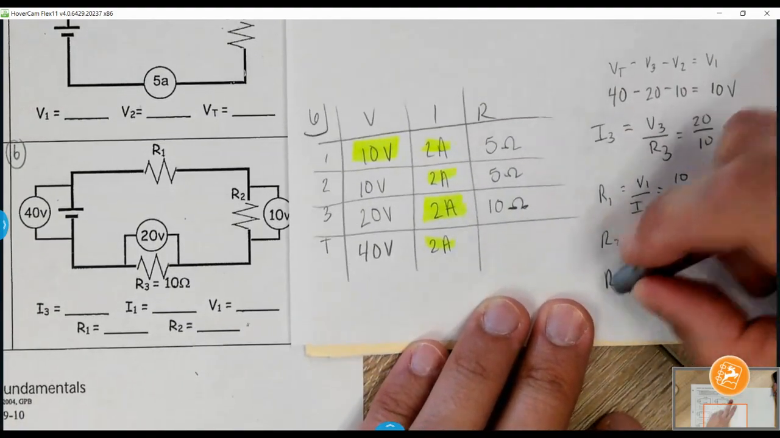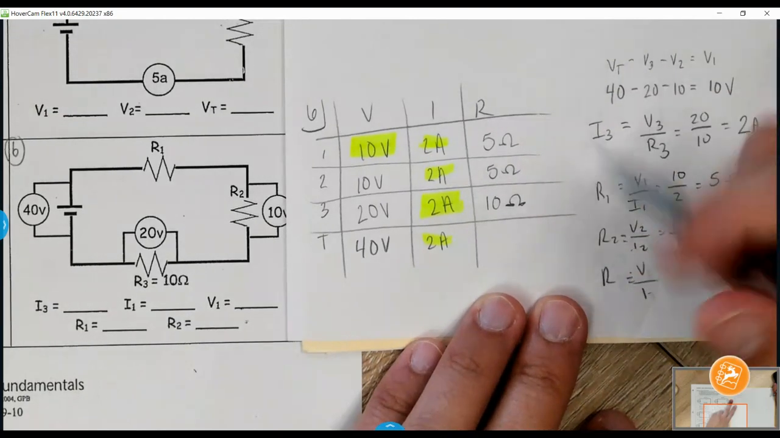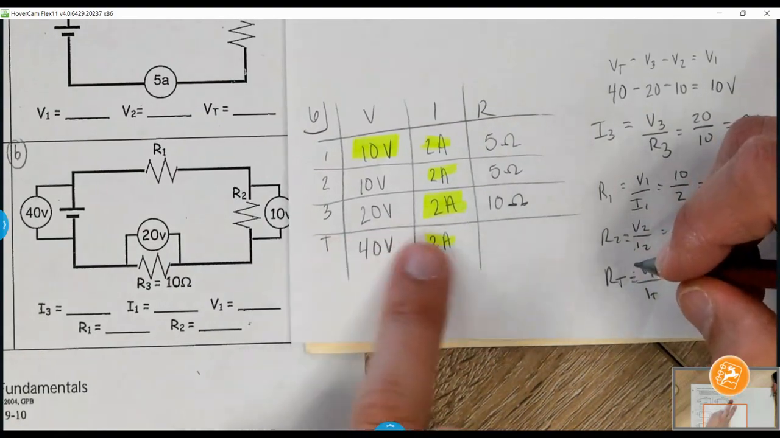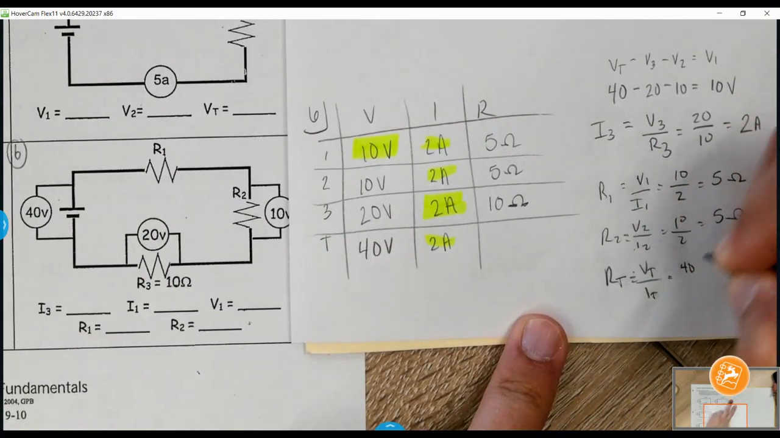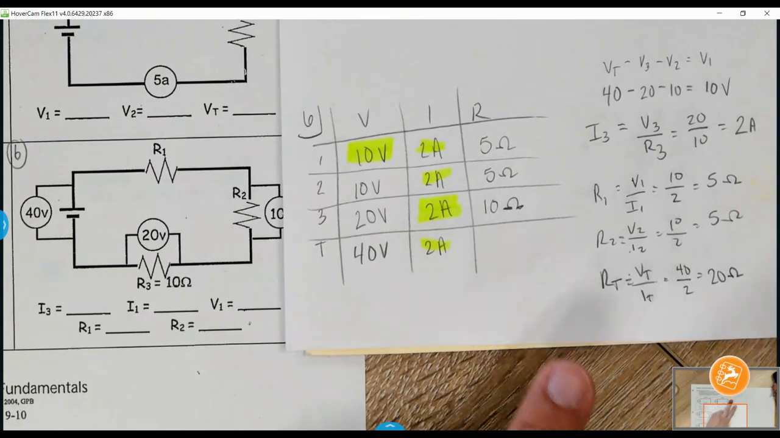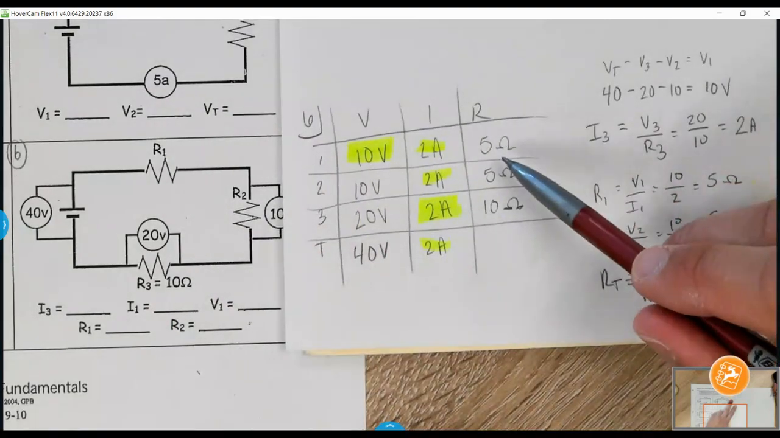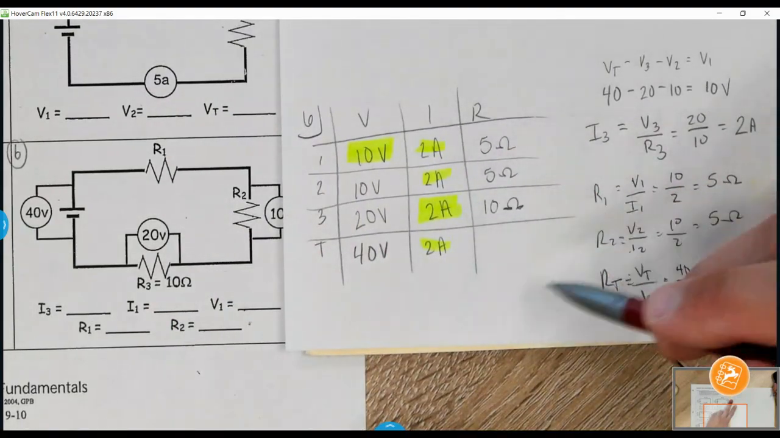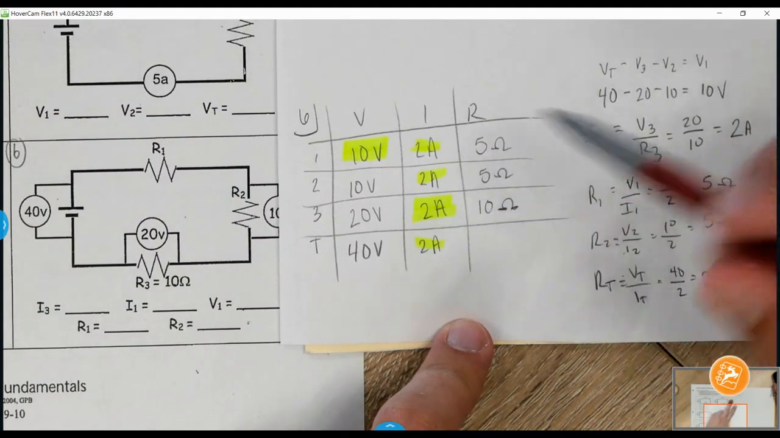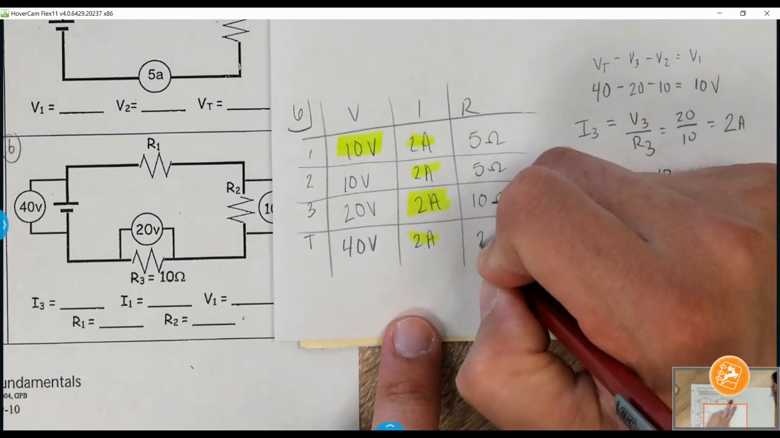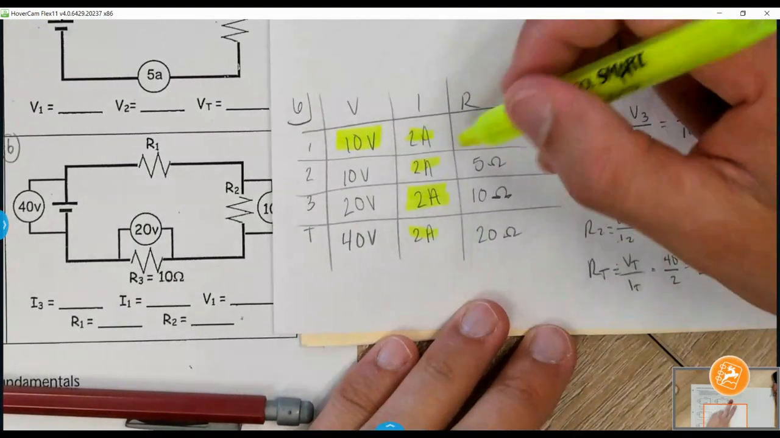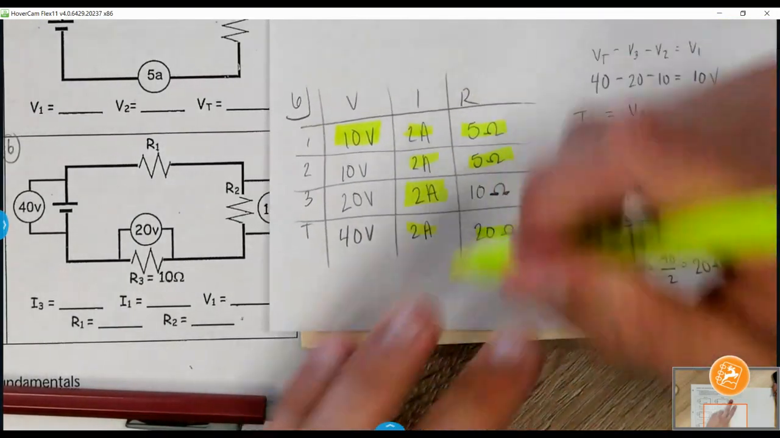So we could have done the last one two ways. You could do the total, 40 divided by 2. Or once you have R1, 2, and 3, you can add them together to get the total. 5 plus 5 is 10. 10 plus 10 is 20. This way it works out to be 20 as well. So there you go. You have solved for all pieces of the missing information.